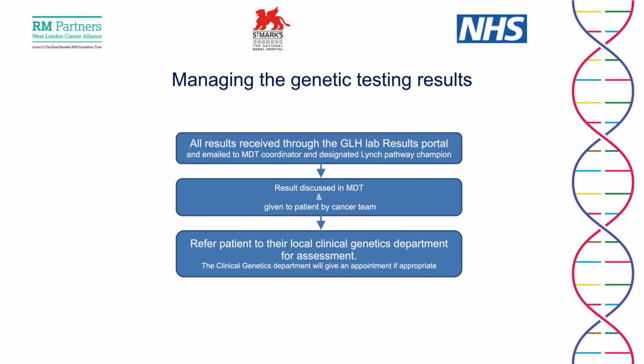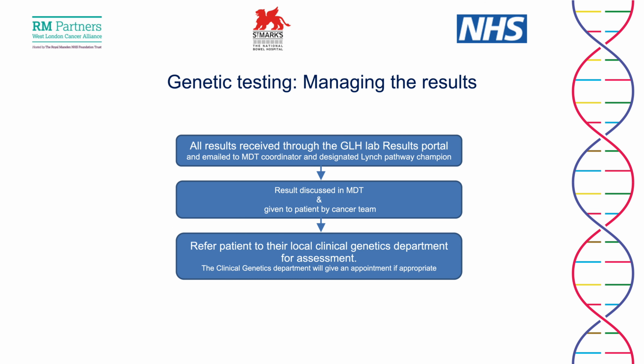All the results of germline genetic testing should be reviewed at the MDM and referred to the clinical genetics department for further management. Ideally, a referral to the clinical genetics department should be initiated the day the results are discussed in the MDM. The patient should be given the results by the cancer team. The clinician should explain what the result means to the patient and also what it means for their family. Surveillance recommendations should be made for the patient and for the patient's relatives.